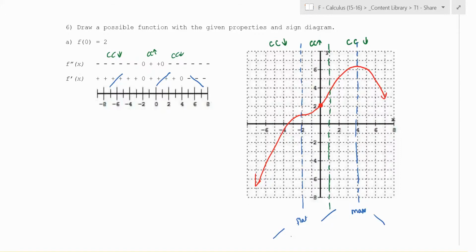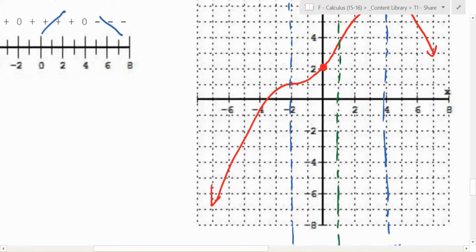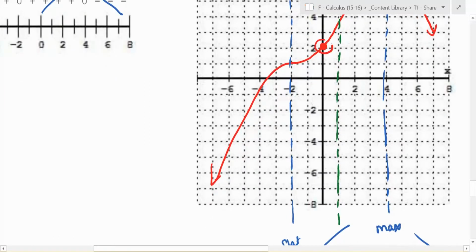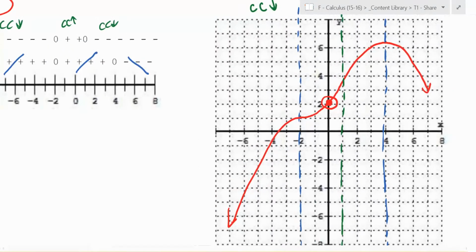Okay, draw a possible function. So you see part A there? That's the only point it gives you. It says f of 0 is 2. So what do you have to label on there? You have to label f of 0 is 2, which is right there. Everybody sees it? Nice. So what is it saying?